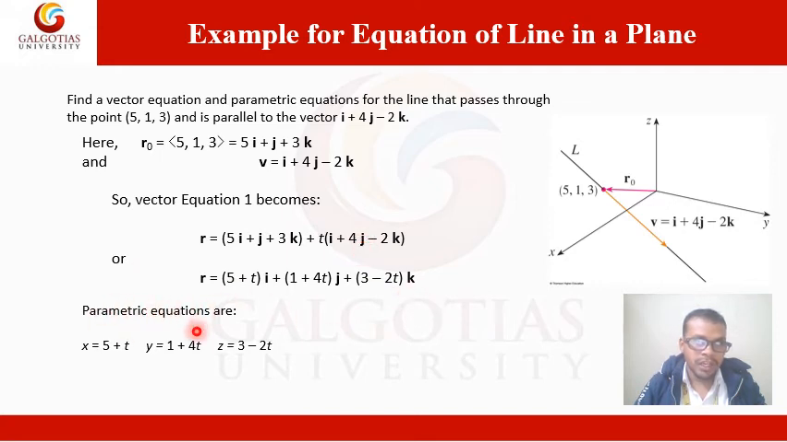So from here I can say, how many parametric equations are there? There are 3 parametric equations that can be obtained by putting the value of r as x, y, z. x is the component of i, that means i is a component of the x-axis, so x equals 5 + t. j is a component of the y-axis, so y equals 1 + 4t, and k is a component of the z-axis, so z equals 3 - 2t. So this is why you are getting these equations, they are known as parametric equations.